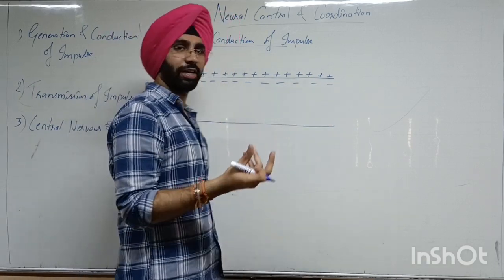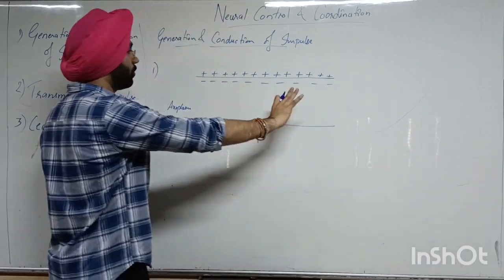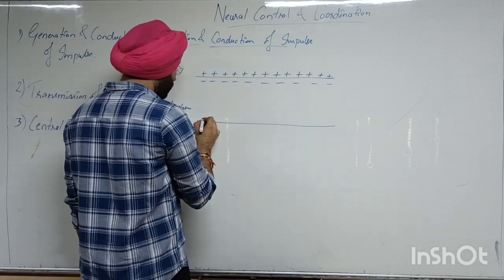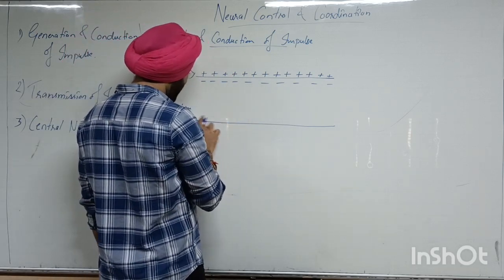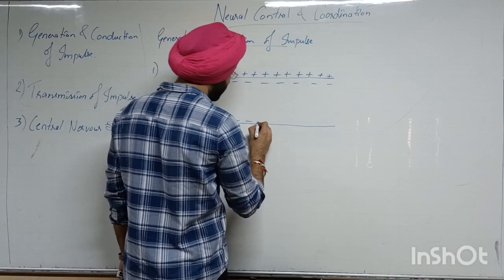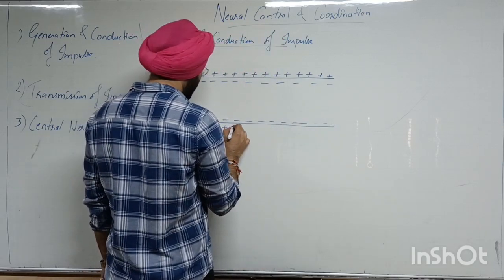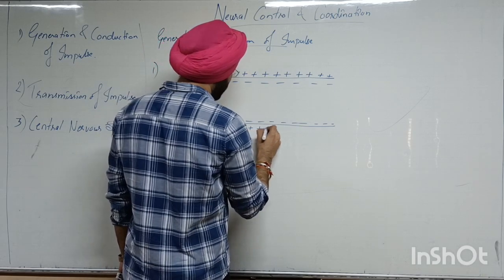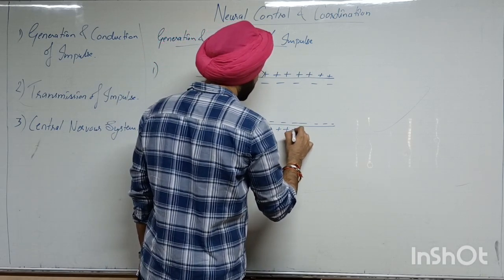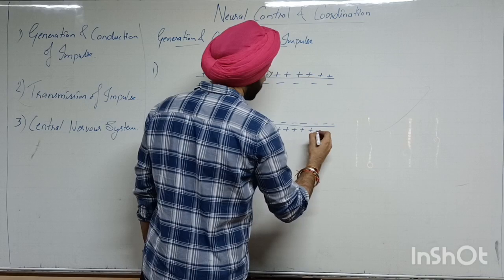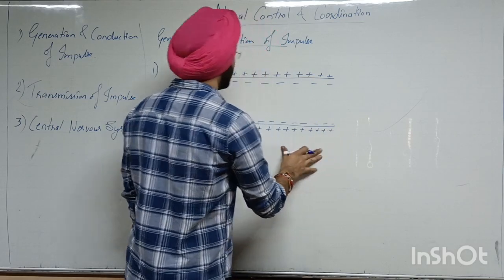Actually, the axon is a cylindrical structure, but as you can see, it is drawn as parallel lines. So there is negative charge inside, and outside the membrane there is positive charge. You can also see it like this.